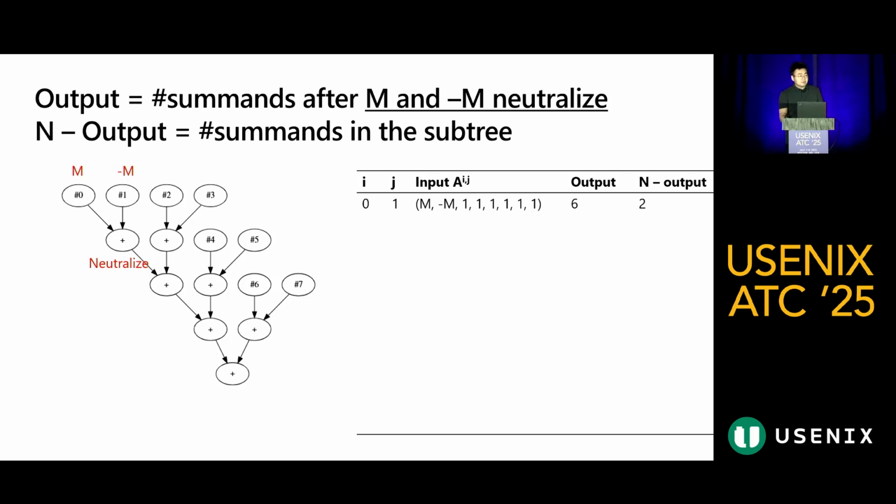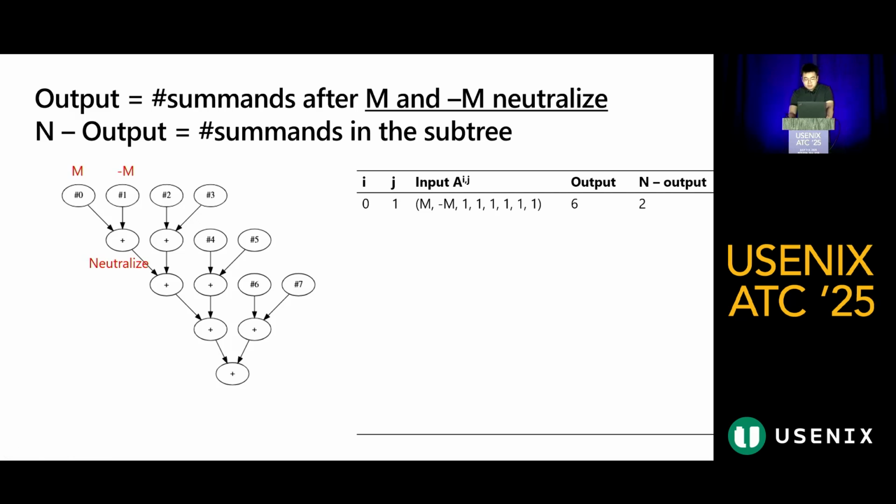So let's see this example. First, we will construct the test cases. Next, based on the outputs of the test cases, we construct the accumulation order summation tree. Let me give an example of how FPRev works. The subtree rooted at the neutralization of M and negative M has 2 leaf nodes. In this example, M and negative M cancel each other out to 0 at a node labeled neutralized because they are opposite.